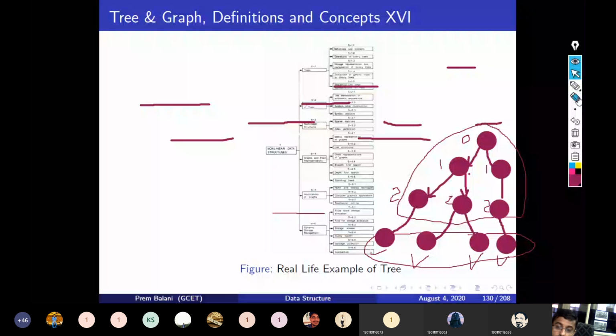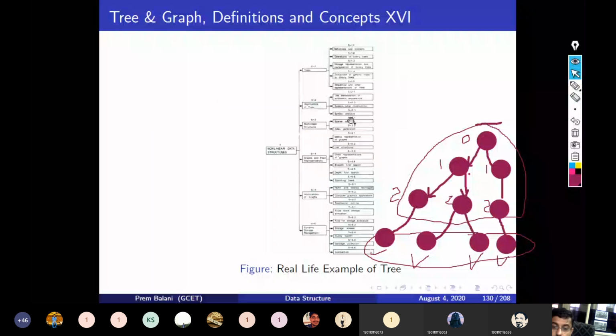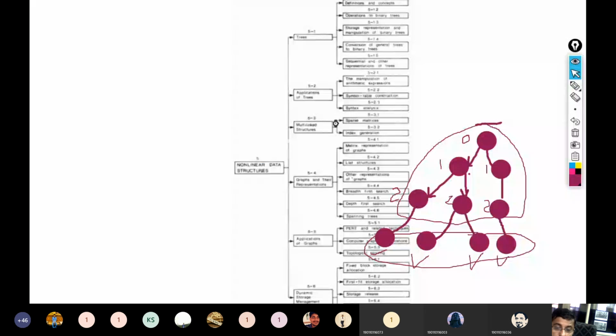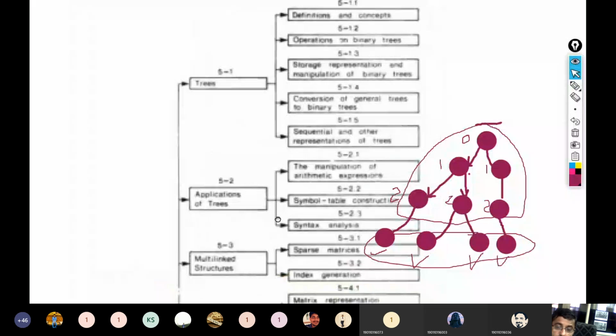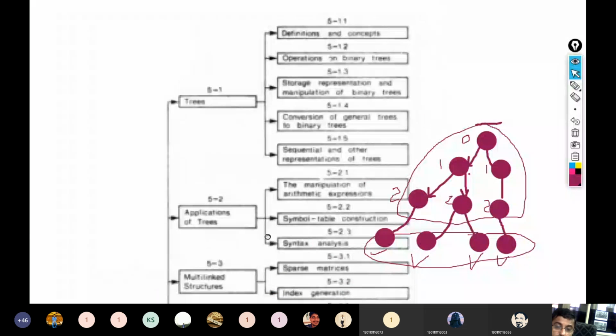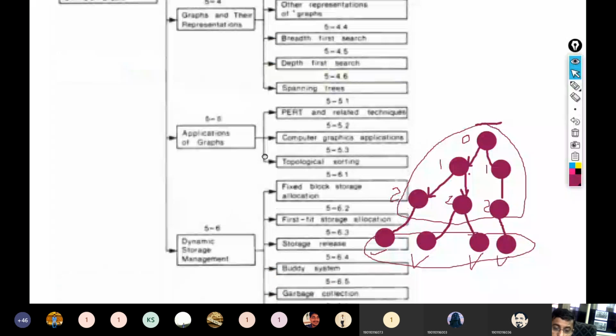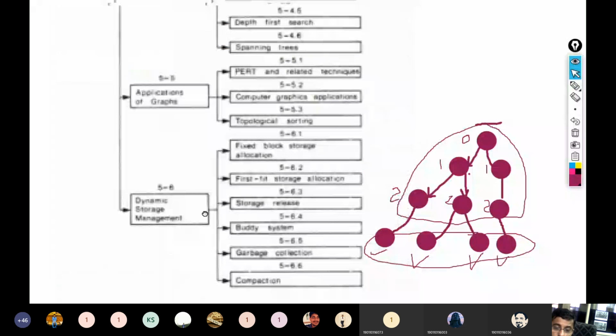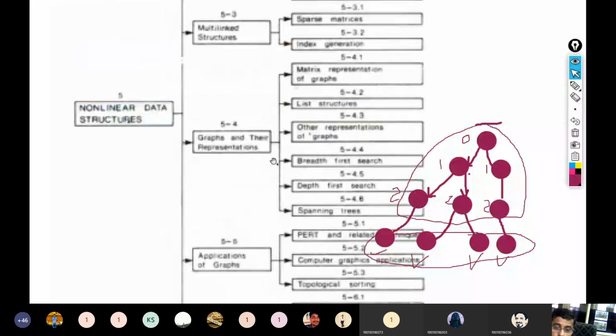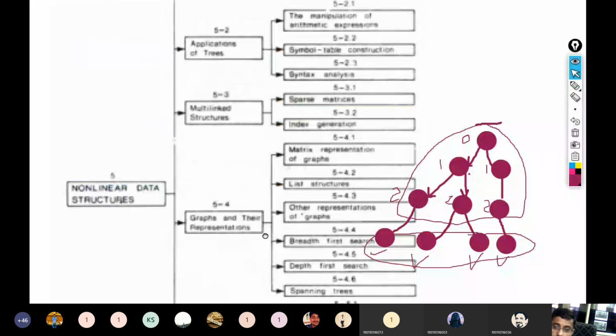So here is an example of a tree, right? Maximize it. So here you can see this fifth chapter of nonlinear data structure is represented as a tree. So a real life example of a tree it is. So this way you can represent a tree, right?